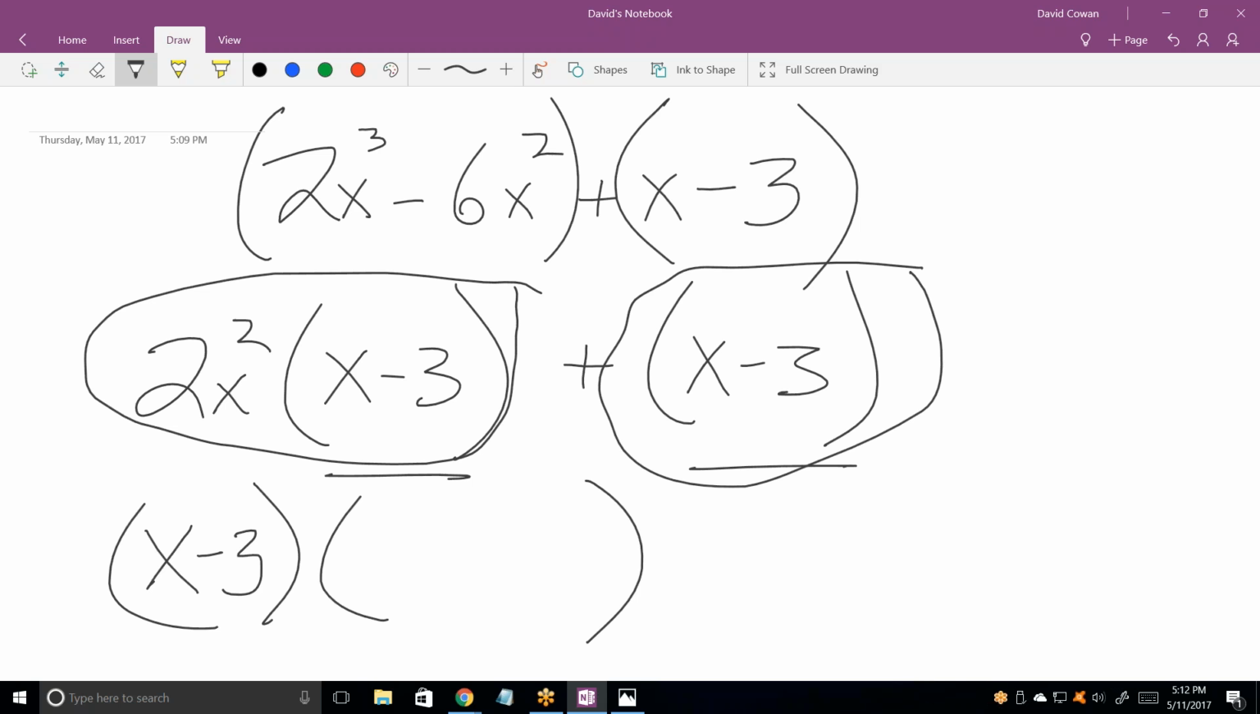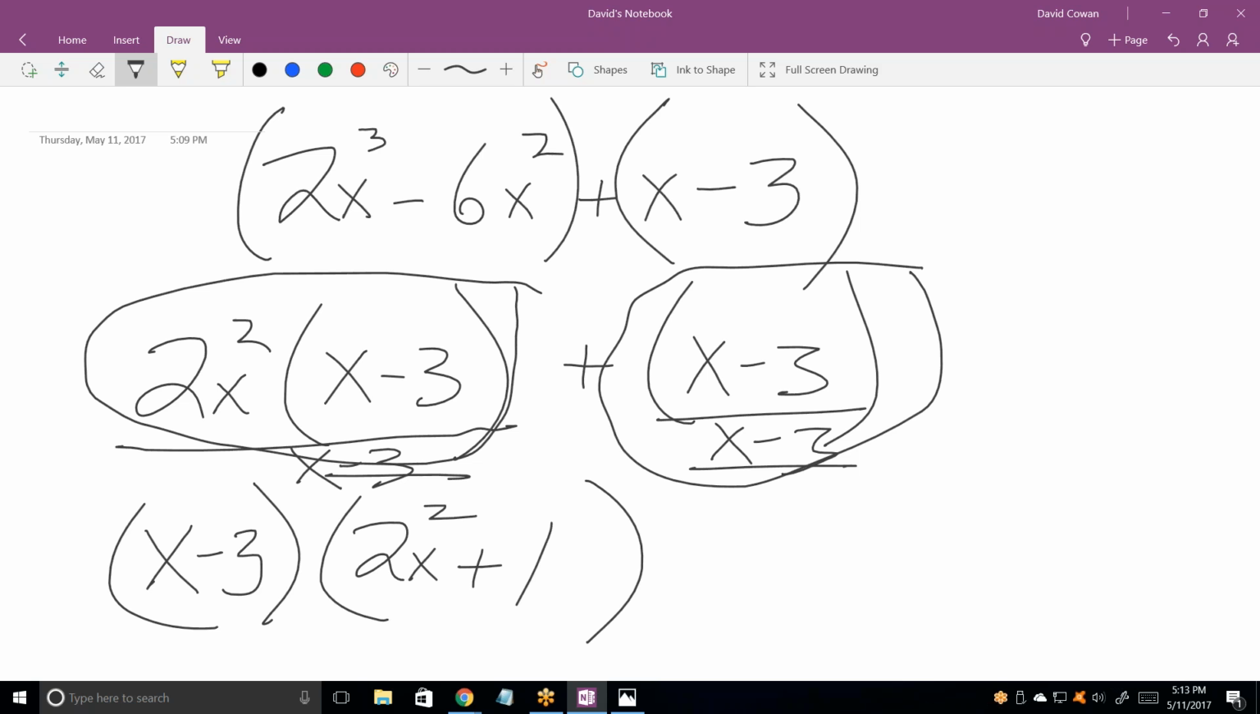So what I'm really doing is I'm dividing that term by x minus 3, and I'm going to divide that term by x minus 3. Whatever is left is what's left. What's left? 2x squared plus 1. You see why? Well, x minus 3 divided by x minus 3 is 1.